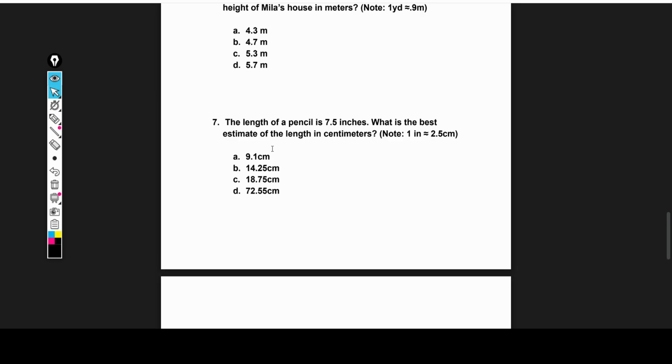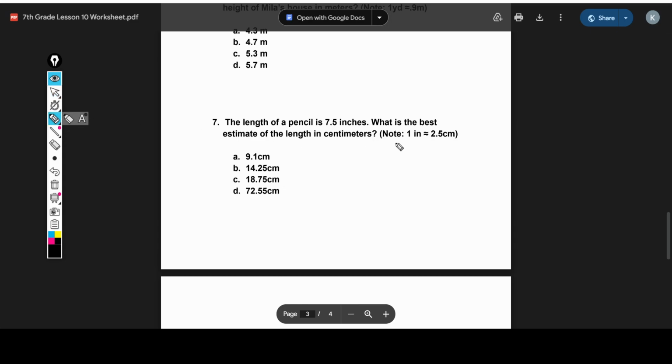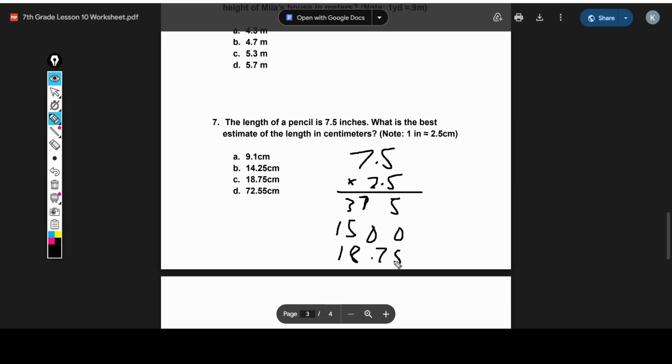And then the length of a pencil is 7.5 inches, and we want to find the best estimate of length in centimeters. So to solve this, we are once again converting. We multiply 7.5 by 2.5 because there are 2.5 centimeters per inch, and we have 7.5 inches. When you do this multiplication, you'll get 18.75, which is conveniently right here as an answer choice. It's answer C.